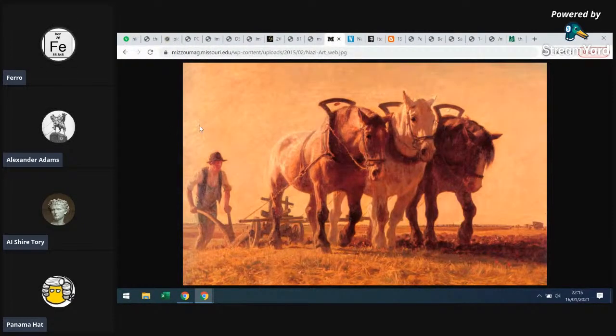And speaking of racist, this painting is Ploughing by Julius Paul Junghans, a German painter from the 1920s and 30s. Not much time to spend on this. This is basically a typical scene that you would find in Nazi art. Nazi art tends to be a lot less exciting than you would imagine it would be.